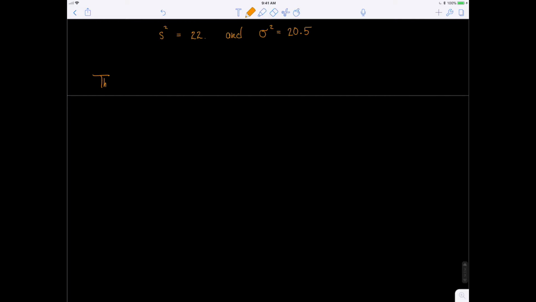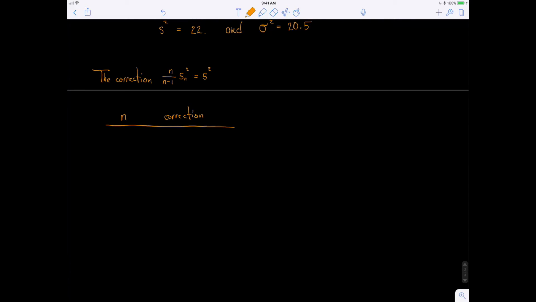the correction. And remember, the correction was that we took n divided by n minus 1, and we multiplied that by S n squared, and the result we now call the sample variance. Here's why we're going to look at this correction. If I take n, and then our correction, let's just begin with what we had. We had 4. So when n was 4, our correction was 4 divided by 4 minus 1. Well, that's 4/3. That's 1.3 repeating.